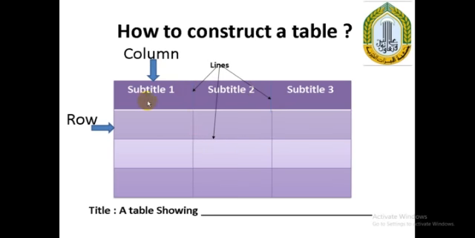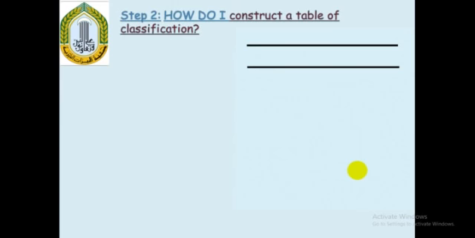Now, how can we know what the subtitles are, or how many columns do we need, or how many rows? This depends on the question that we have. Also, whenever we draw a table, we write a title for it, always starting with "A table showing". This is one form of a table. But today I'm going to teach you an easier one, which is called a classifying table.